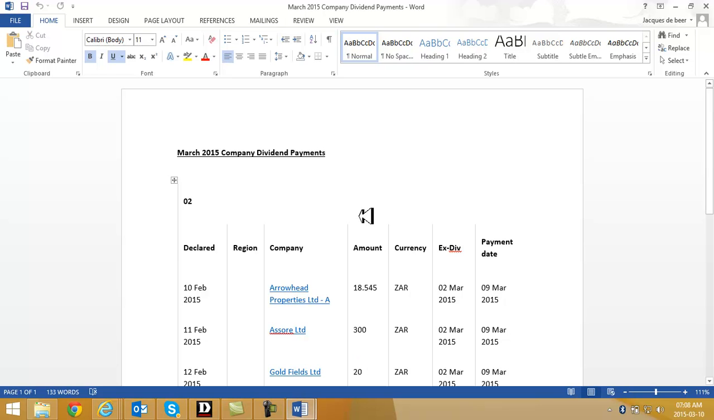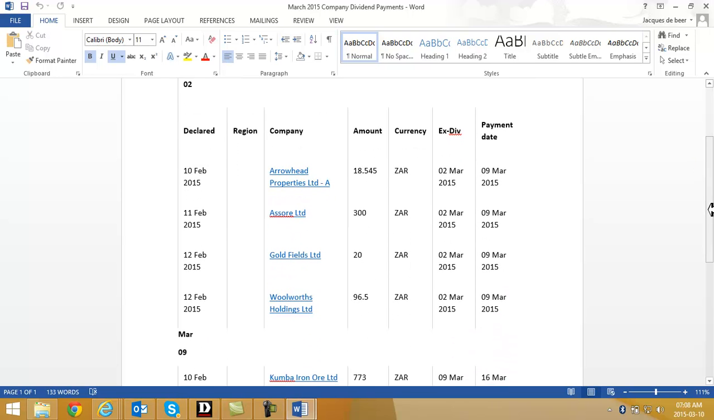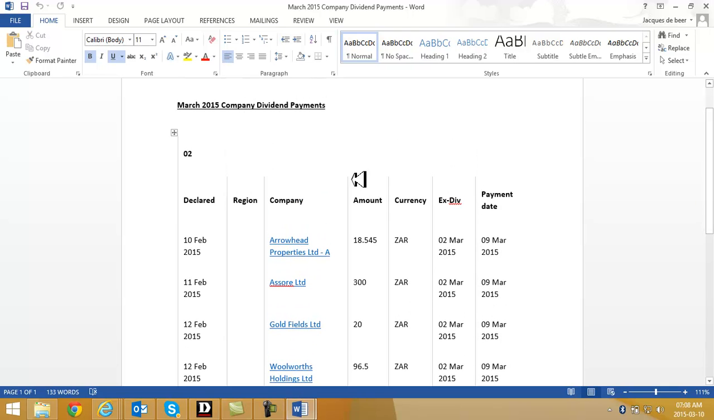Looking at the dividend payments, dividend payments also will have an impact. Now, how to read this is actually very simple. Example, you will see on the 2nd of March, a declaration will come out. So what happened here? Let's go through this. Goldfields on the 12th of February 2015 announced that they will have a dividend payment.